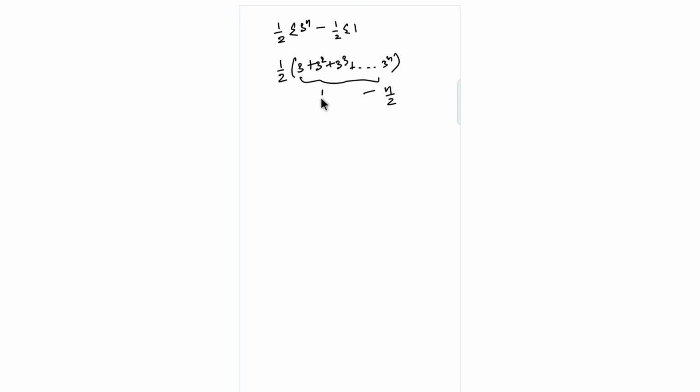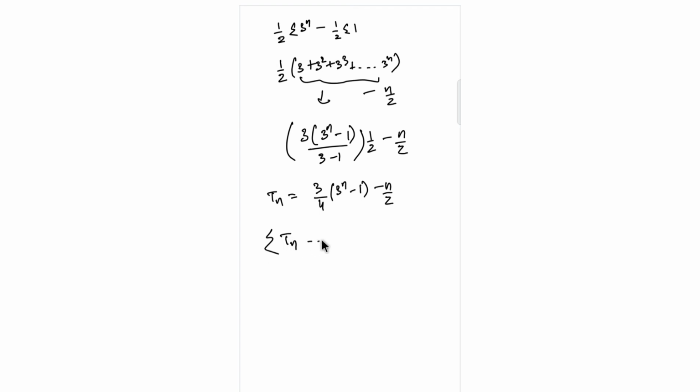So this is again a GP. For this GP, 3 into r power n minus 1 divided by 3 minus 1, into half, minus n by 2. So it is 3 by 4 into 3 power n minus 1, minus n by 2, right? This is the Tn that you're going to get, and you can just put sigma for this. Put sigma Tn, and you get the value of Sn. So this is how you do it.